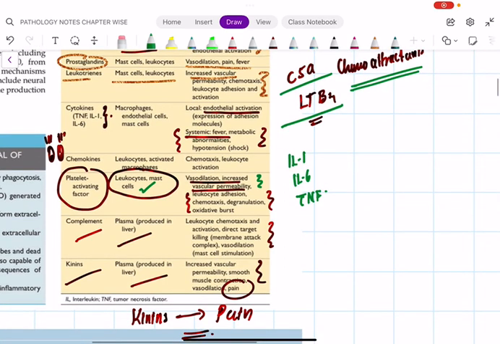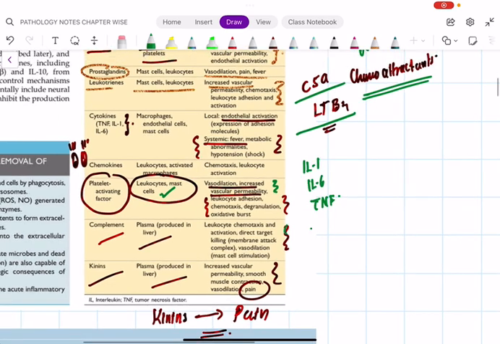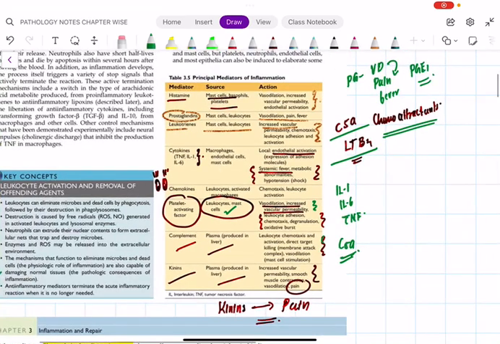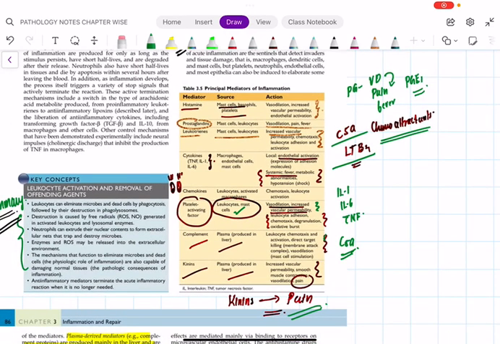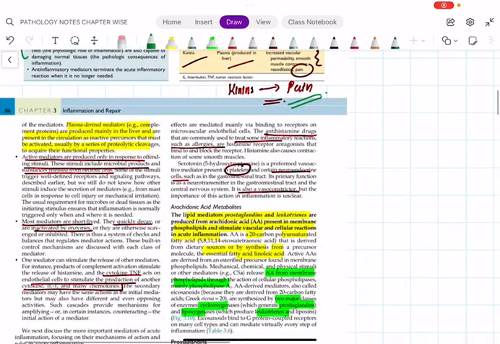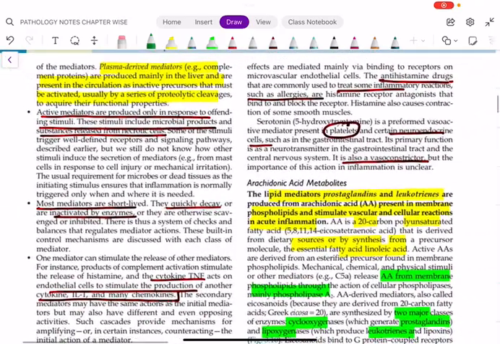Complement proteins and kinins are mainly produced in the liver, and they also help in increased vascular permeability. We have complement C5a, which is again a chemoattractant. And kinins, we have bradykinin, substance P, and neuropeptides. All these are mainly involved in the perception of pain. So that finishes the principal mediators of inflammation.